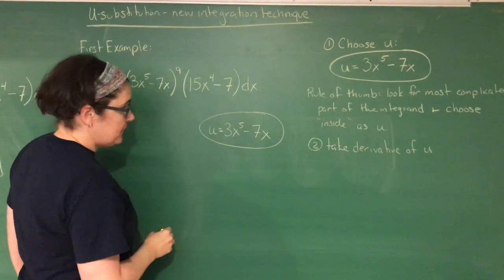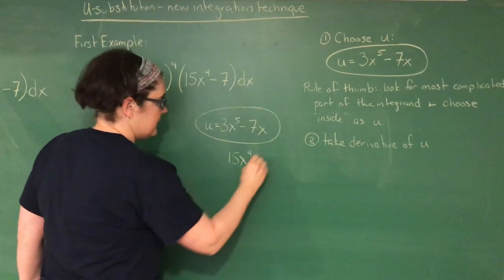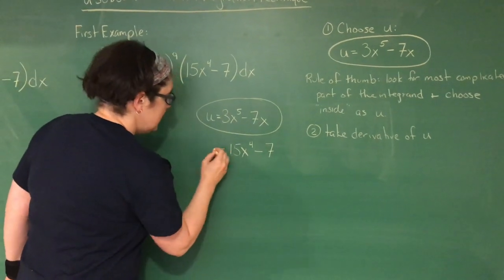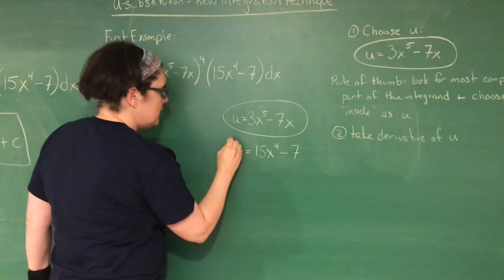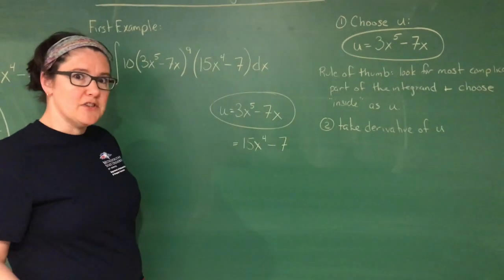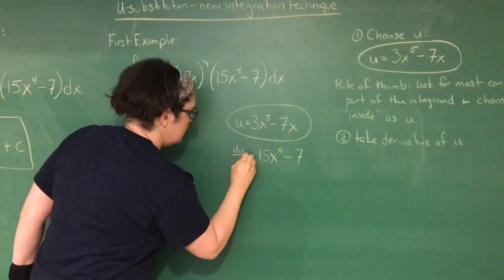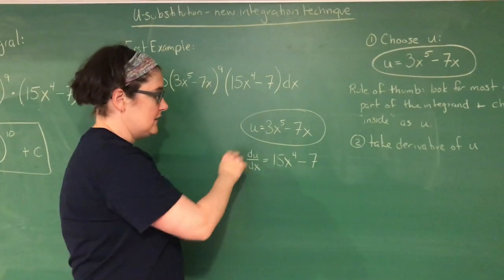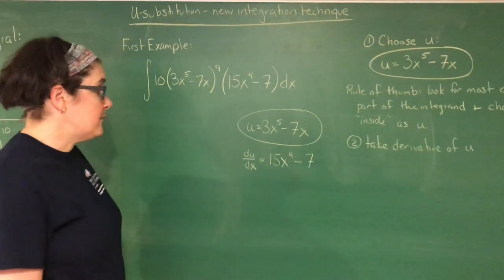The derivative of 3x to the fifth is 15x to the fourth, and the derivative of 7x is 7. So I have 15x to the fourth minus 7. I can call this U prime, but I'm going to choose to use that Leibniz notation that we talked about, when it was dy over dx. Because this is U, this will be du over dx. So our derivative, du over dx, is 15x to the fourth minus 7. Okay, that is step 2.